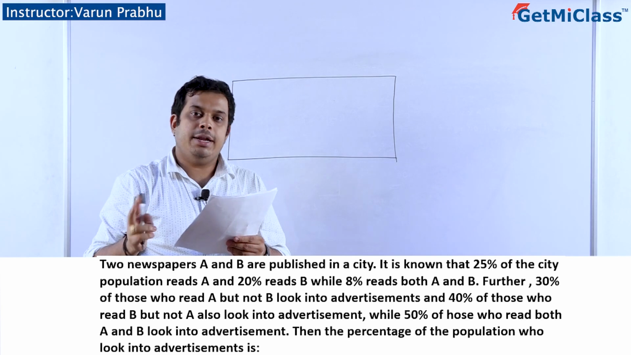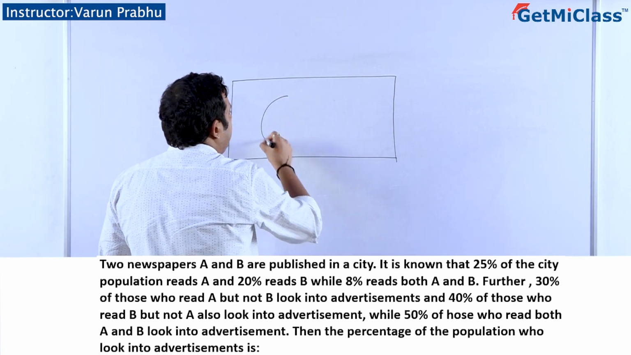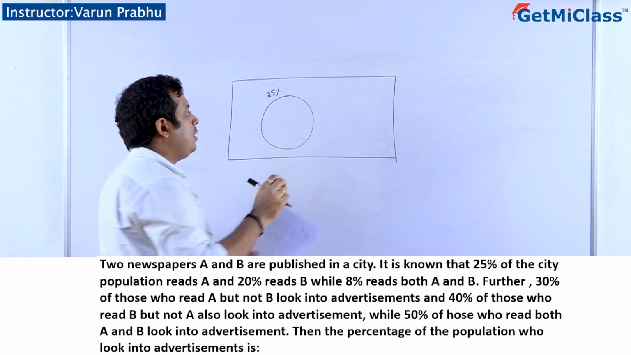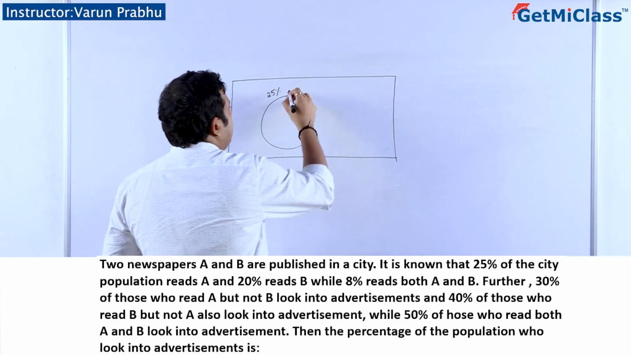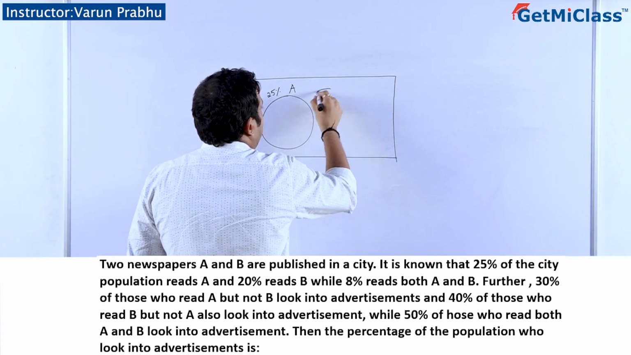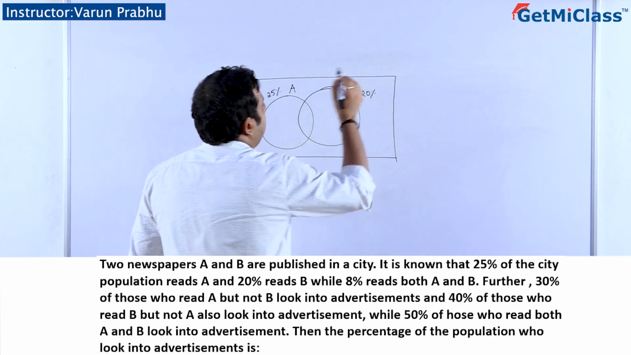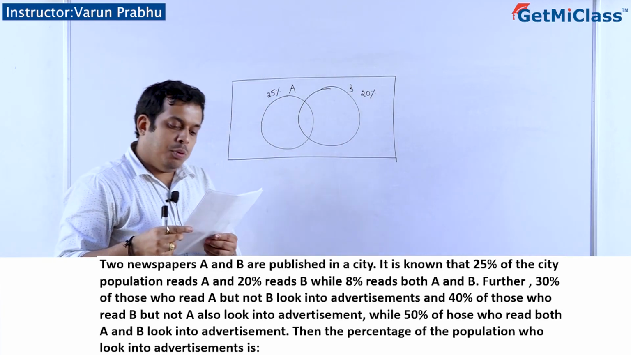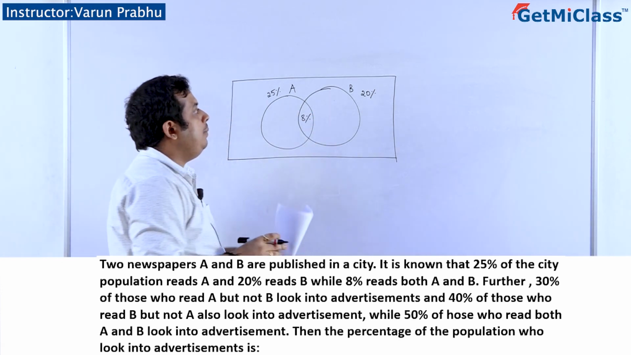Two newspapers A and B are published in a city. It is known that 25% of the population reads the paper A, and 20% of the population reads the newspaper B, while 8% reads both A and B. So 8% are the people who are reading both A and B.